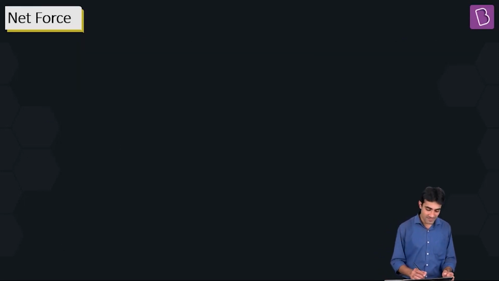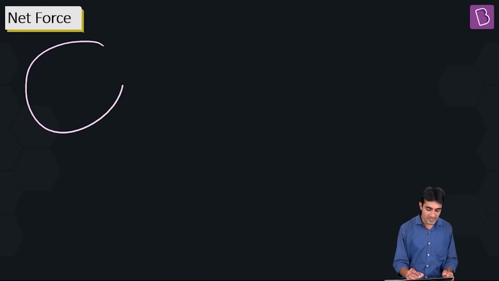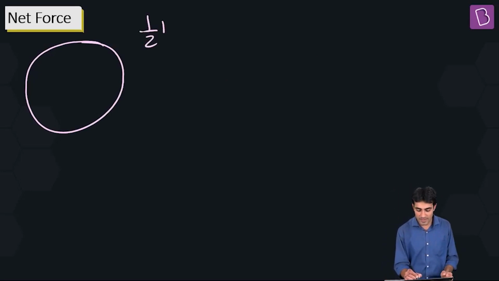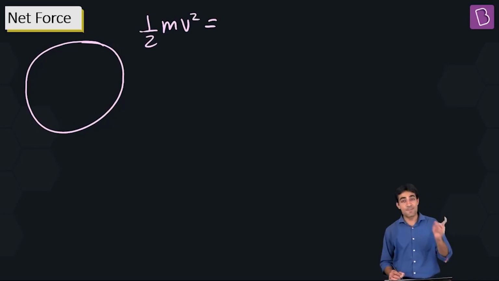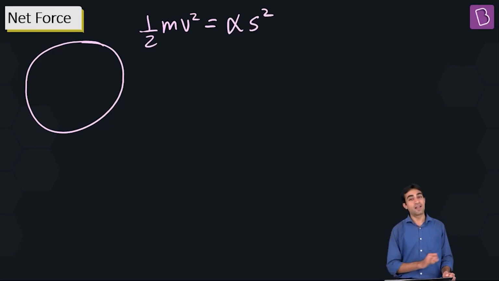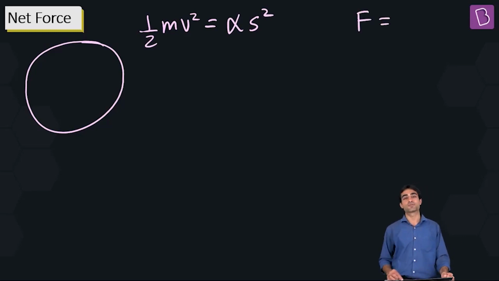Again, what is given? Particle moving in a circle. Radius of the circle is given, and the kinetic energy of the particle, half mv square, is dependent on the distance covered. It is equal to alpha s square. Alpha is a constant, by the way. And what is asked in the question? The net force on the particle is asked. What is the net force acting on the particle? You will say, well, if we know the net acceleration of the particle, we will get the net force. Yes. So net force is mass times net acceleration of the particle.